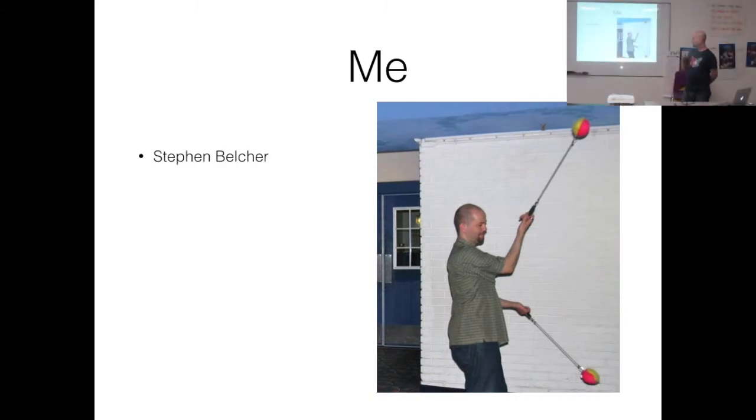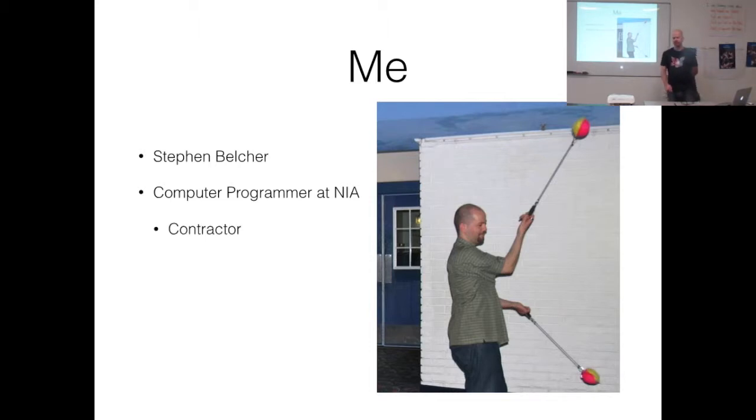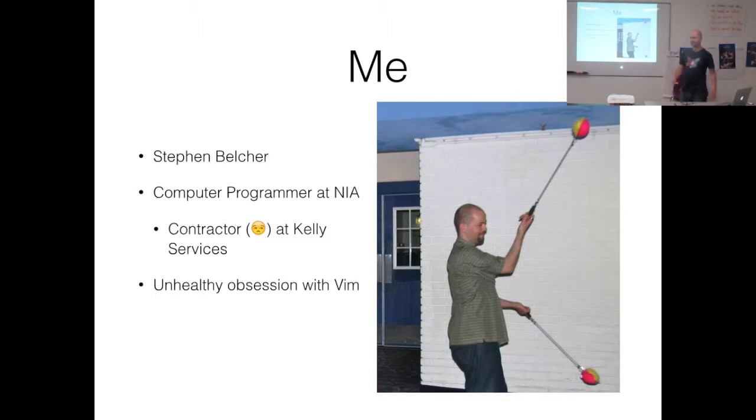My name is Stephen Belcher. I believe I've probably told all of you already, but in case I didn't, I'm a programmer at the National Institute on Aging, which is a government agency, and it's got an office over at the Bayview campus of Johns Hopkins. Even though it's a government agency, I'm not a government employee, I'm a contractor. I work for Kelly Government Solutions, or Kelly Services. They've got two or three different names they go by.